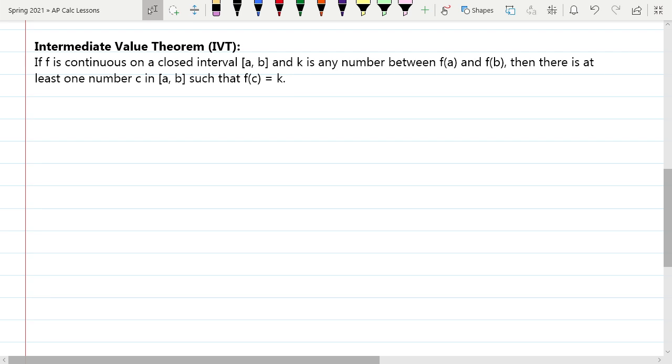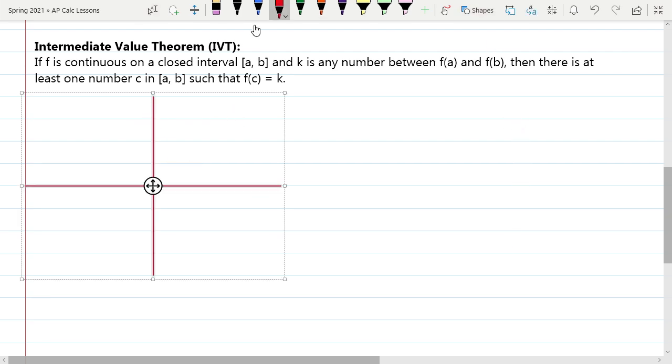So the intermediate value theorem says if f is continuous on a closed interval from a to b, and k is any number between f of a and f of b, then there is at least one number c in the interval a to b such that f of c equals k. Now, a lot of you are probably scratching your head right now, and that's totally fine. So let's show you from a graphing standpoint what this is actually trying to say.